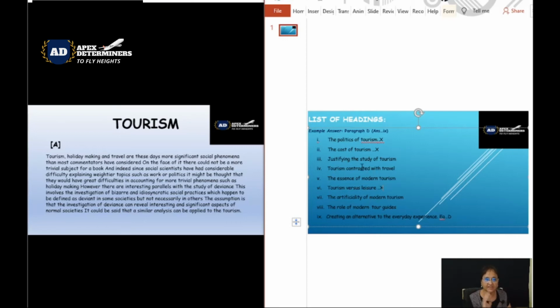Tourism contrasted, that is not mentioned. The essence of modern. Essence seems a good word. But here he's talking about modern tourism. But this paragraph, first paragraph, cannot refer to modern tourism in the very beginning. First they have to give us the concept of tourism. And probably in the latter paragraph you will get to understand the essence of it in modern times. So this is what you need to understand.